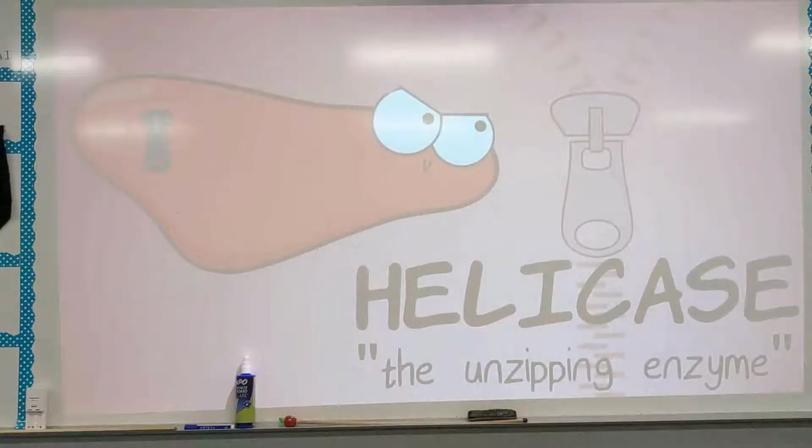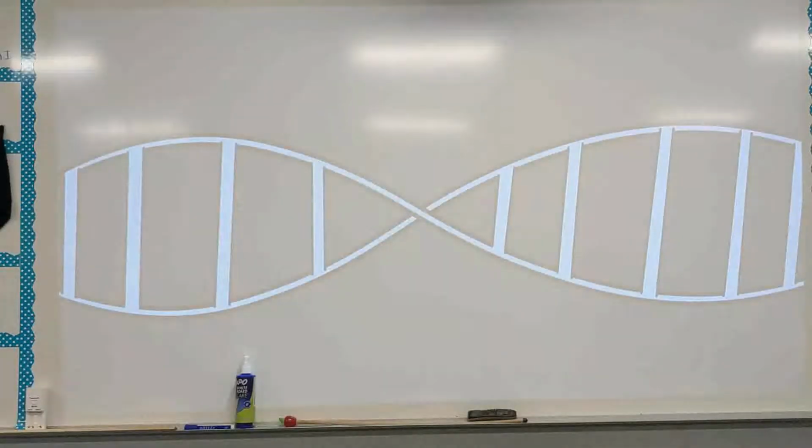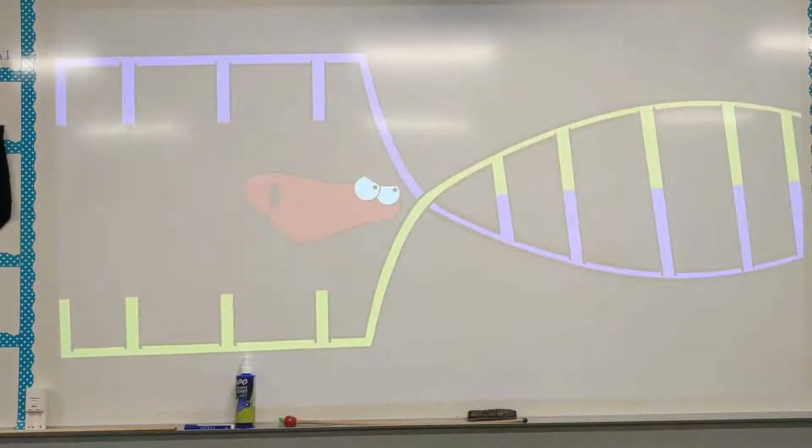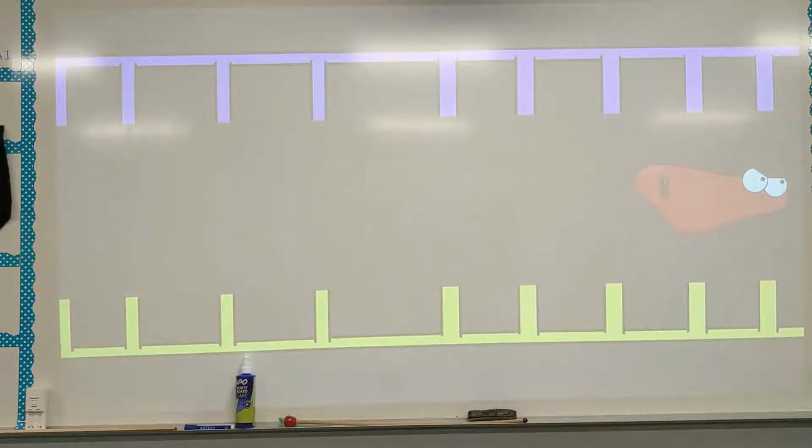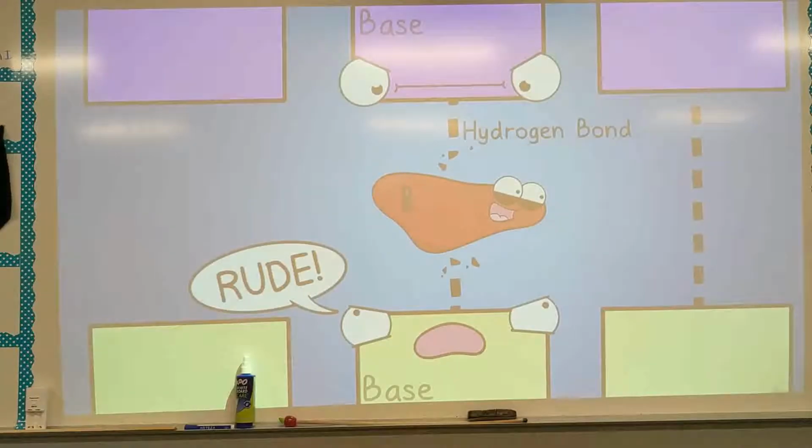Helicase, the unzipping enzyme. If you recall that DNA has 2 strands, you can think of helicase unzipping the 2 strands of DNA. Helicase doesn't have a hard time doing that. When unzipping, it breaks through the hydrogen bonds that hold the DNA bases together.